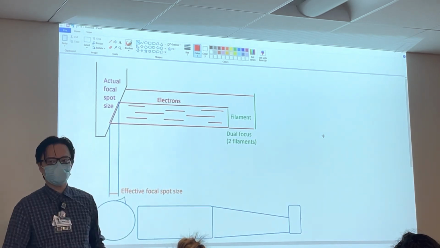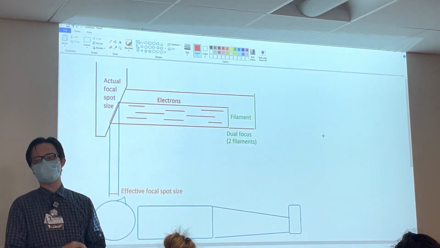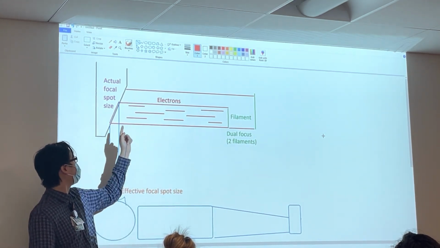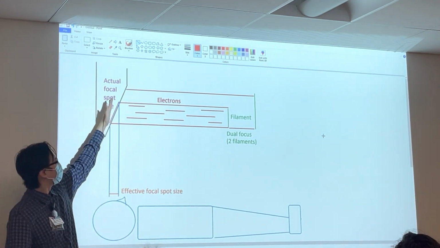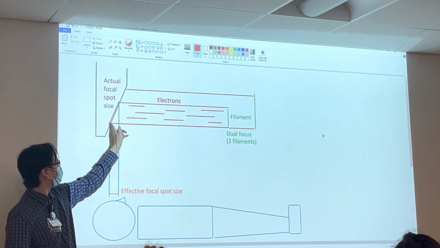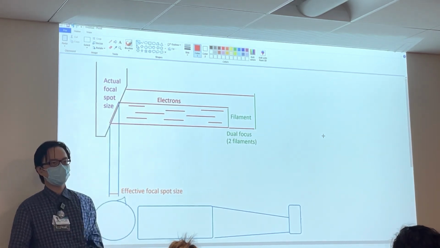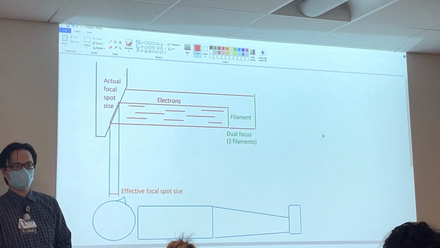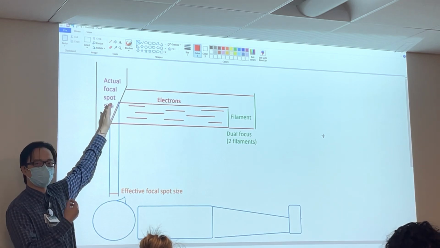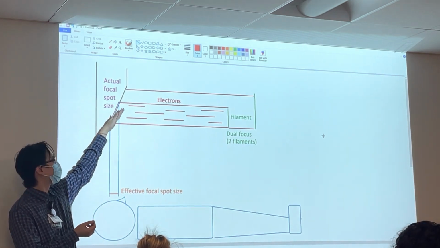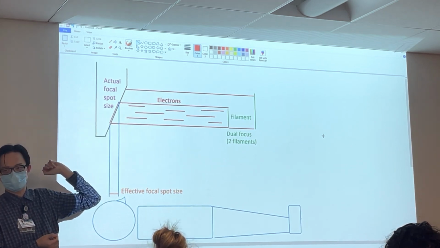However, when the tube is being constructed, when the manufacturer is trying to decide what this tube is going to be used for, they can also change the angle on this anode. The bigger the angle, the more stretched out this focal spot size becomes, and the higher heat capacity it will have. So if you have a really, really small angle, then it's not going to be able to withstand as much heating as something with a bigger angle. So that's your line focus principle.